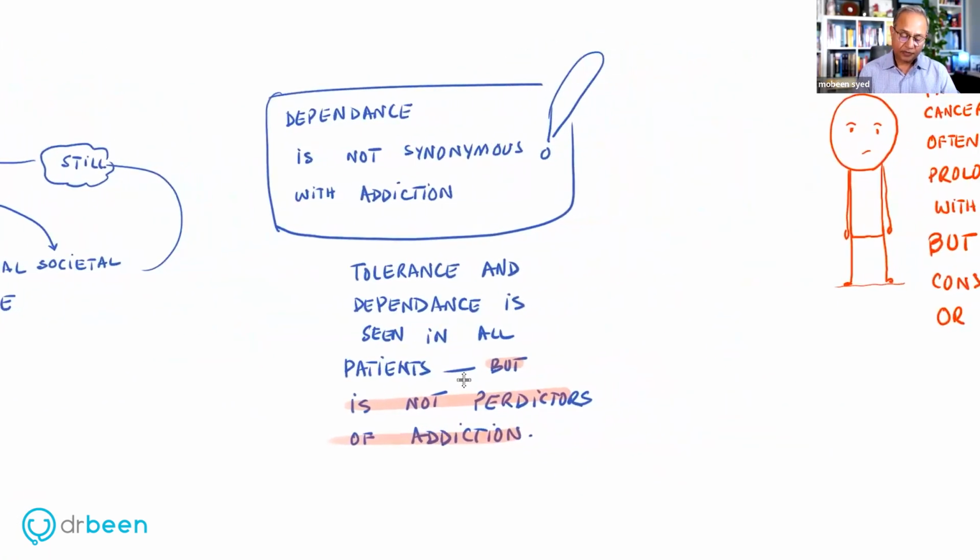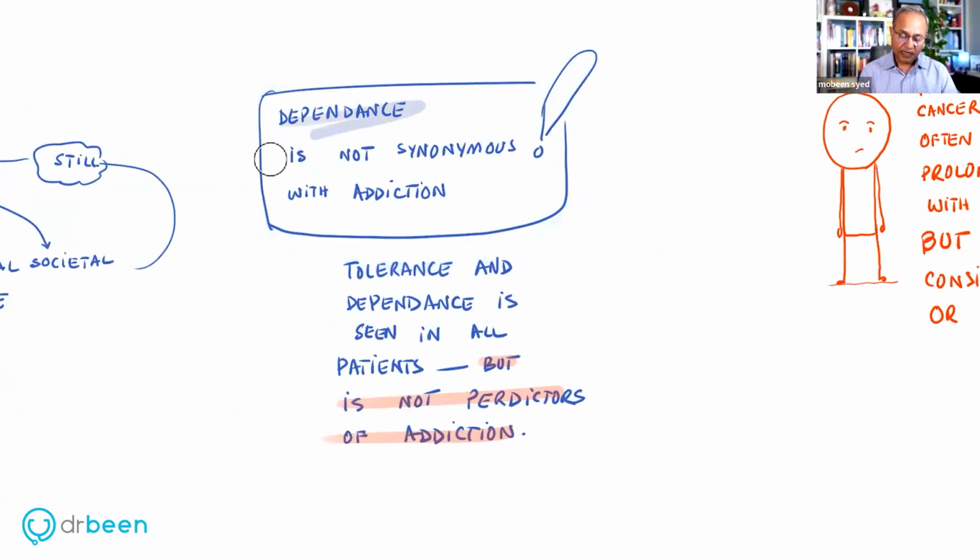Now, this is a statement from Goodman and Gilman. Dependence is not synonymous with addiction. Tolerance and dependence are seen in all patients, but are not predictive of addiction. When a person starts using opioids for a reason, let's say pain management, desensitization, tolerance, and dependence will develop as they continue to use opioids over time. However, for a patient using this for a reason that is present, for example chronic pain, their dependence cannot be called addiction, and their dependence is not a predictor of addiction.